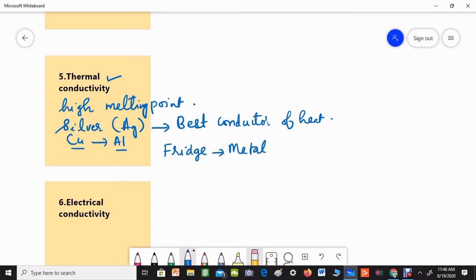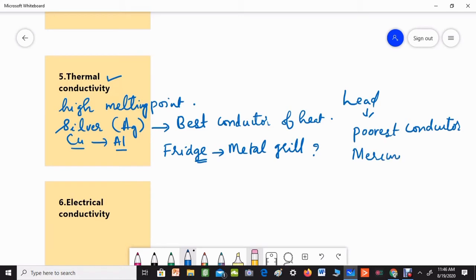If we look at the back side of a fridge, you can see a metal grill. What is the purpose of this metal grill? Its function is to conduct heat away from the refrigerator, keeping it cool. Among all the metals, lead is the poorest conductor of heat, and mercury is also a poor conductor of heat.